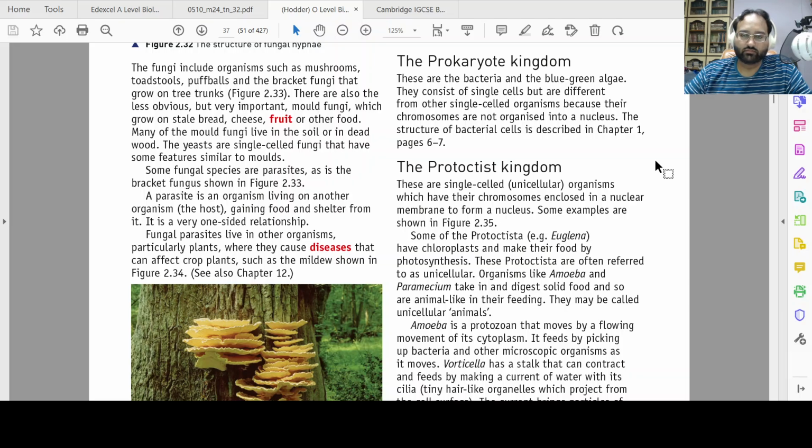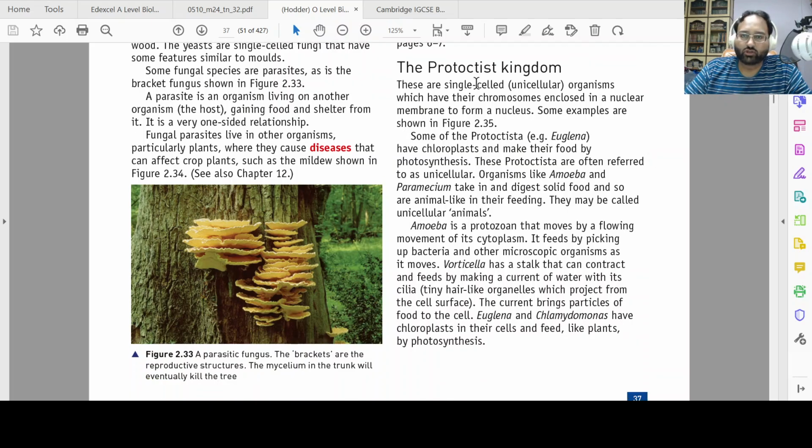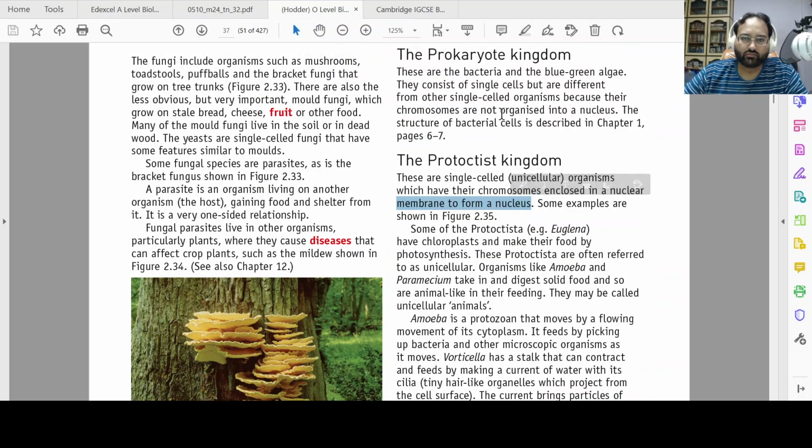Okay. And then finally, we have the Protoctist kingdom. So these are single-celled or unicellular organisms, and they have their chromosomes enclosed in a nuclear membrane to form a nucleus. So just like we said, all members of the plant and animal kingdom also have their chromosomes organized in the nucleus. As we saw in the fungus, they also have their chromosomes organized. So it's only members of the prokaryote kingdom that don't have a nucleus.